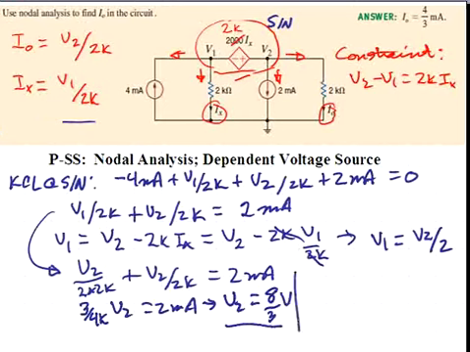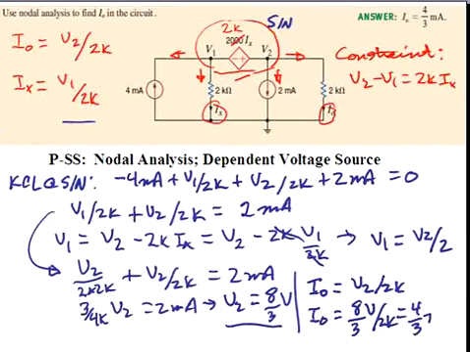Now we can apply the other auxiliary equation. We have I0, we can apply the other auxiliary equation. I sub O is equal to V2 divided by 2K. I sub O is equal to 8/3 volt divided by 2K, and this would be 4/3 milliamp.